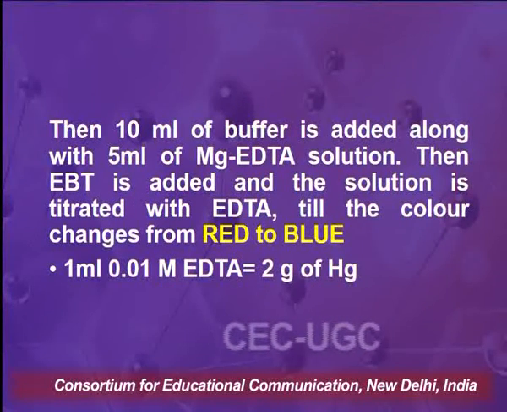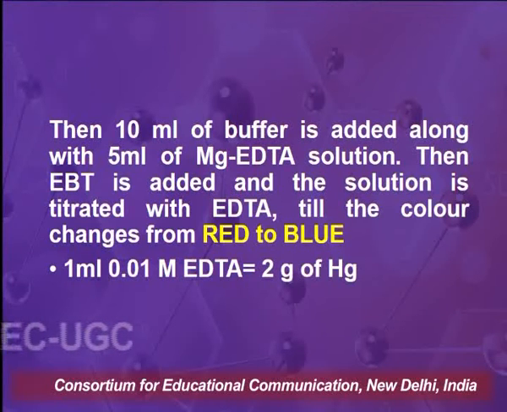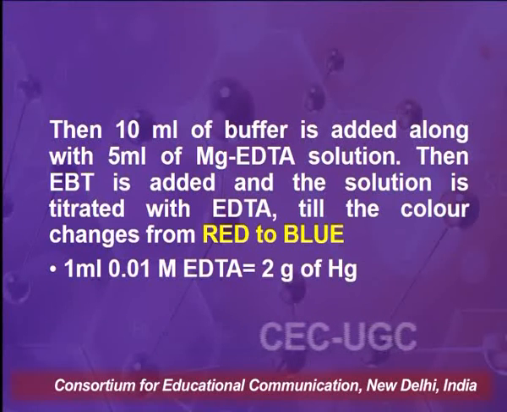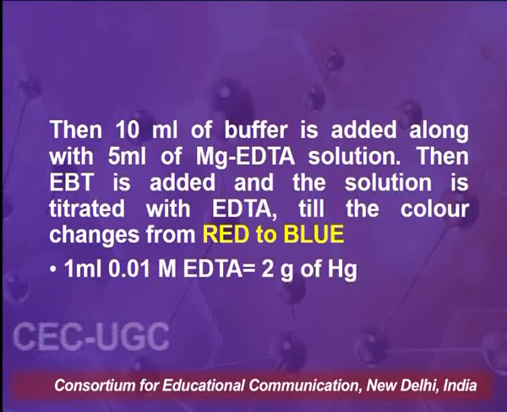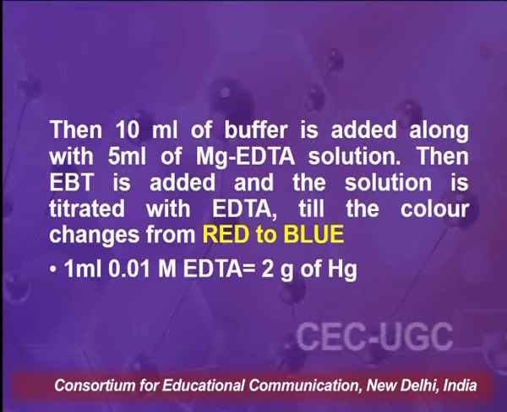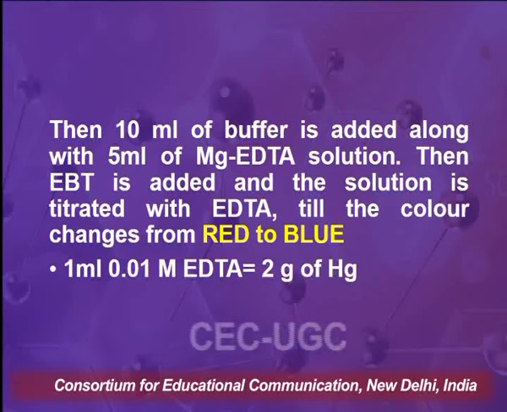After that, 10 ml of the buffer is added along with 5 ml of the magnesium EDTA solution. Then eriochrome black T indicator is added and the solution is titrated with EDTA till the color changes again from red to blue. Again the same color change which we have seen for the previous titrations. And 1 ml of 0.01 molar EDTA will be equal to 2 grams of mercurous ions in the solution.